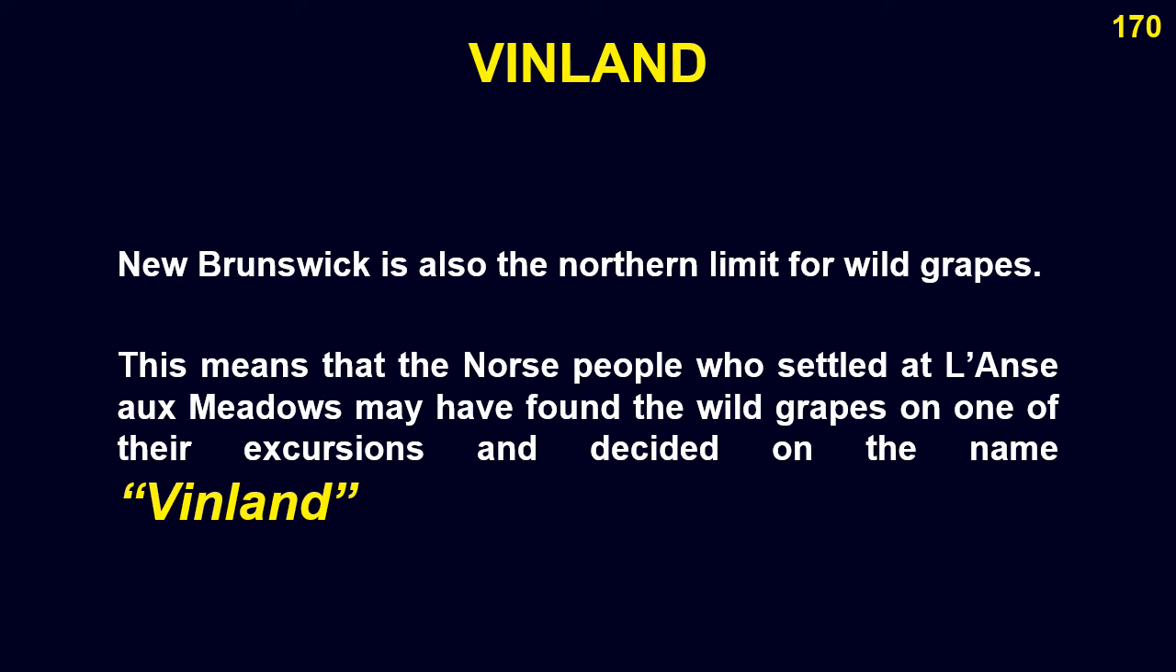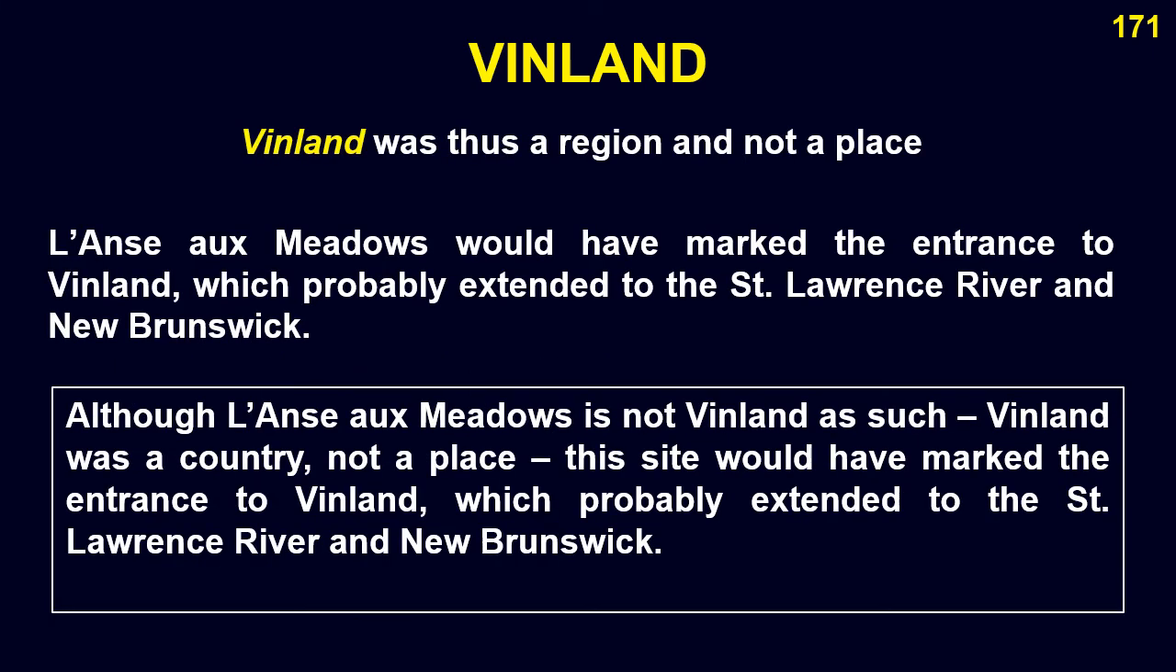New Brunswick is also the northern limit for wild grapes. This means that the Norse people who settled at L'Anse aux Meadows may have found the wild grapes on one of their excursions and decided on the name Vinland. Although L'Anse aux Meadows is not Vinland as such, Vinland was a country, not a place. This site would have marked the entrance to Vinland, which probably extended to the St. Lawrence River in New Brunswick.